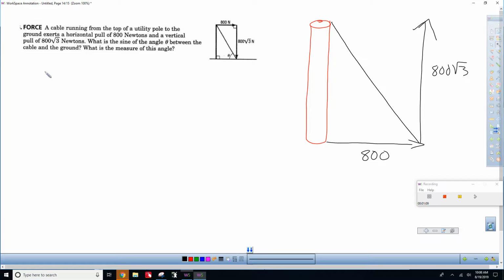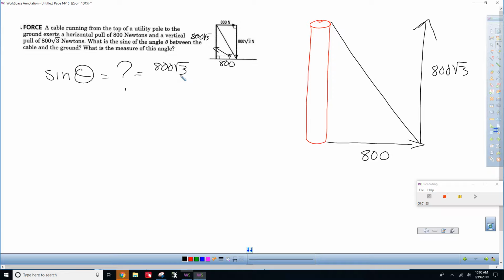What is the sine of theta? Well, it told us where theta is. It's right there. And a lot of times in these trig problems, you got to assume that something's a rectangle. So we also know that this is 800 radical 3, and that's also 800 because of the properties of a rectangle. So sine is opposite over hypotenuse. So the sine of theta, what's opposite from theta? 800 radical 3.